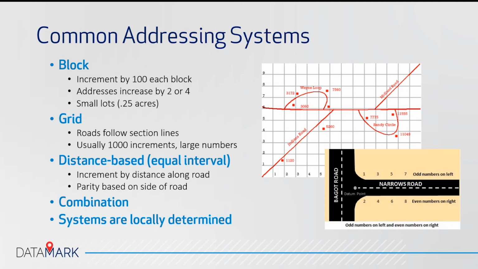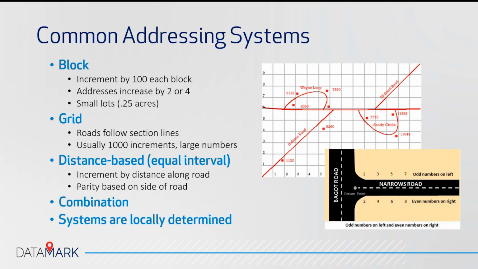So, common addressing systems. Block addressing: generally you're going to increase by 100 each block, or whatever the addressing system starts at. Addresses usually increase by 2 or 4, and usually you see this in smaller lot subdivisions. Grids follow section lines. They are usually in 1,000-foot increments, and they have larger numbers. Grids are not great when it comes to assigning on circular or very curved roads.